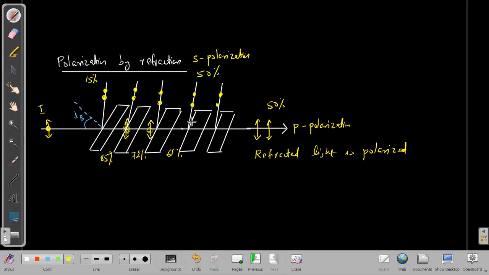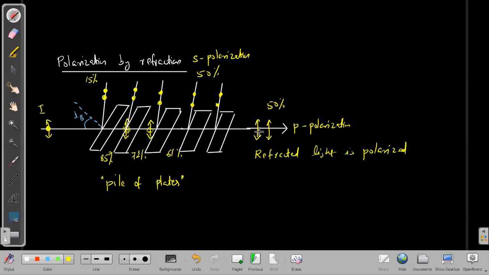So if you keep the pile of glasses, the pile of plates, these are called pile of plates. If you take a larger number of such plates, then each time some portion of the S polarization would be reflected, and after some point the refracted light will contain only the P polarization, and in that way we can polarize the refracted light.